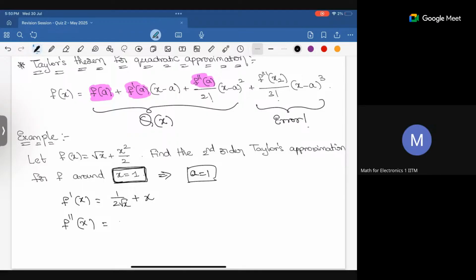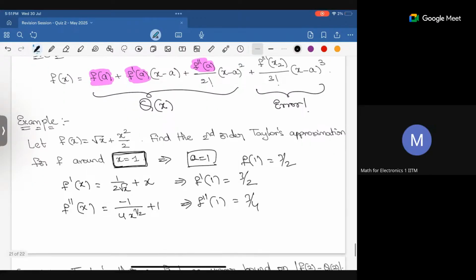And then f double prime of x is minus 1 by 4 x power 3 by 2 plus 1. So from here, f prime of 1 is 3 by 2 and f double prime of 1 is 3 by 4. And f of 1 will be 1 plus 1 by 2, again 3 by 2. So once we have these three terms, all we have to do is write down q of x.